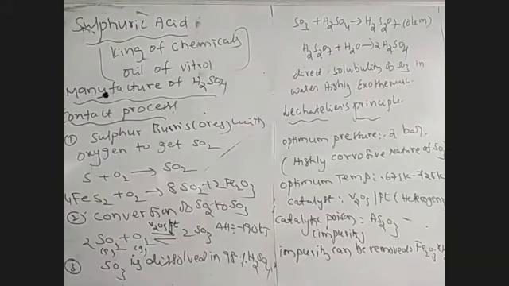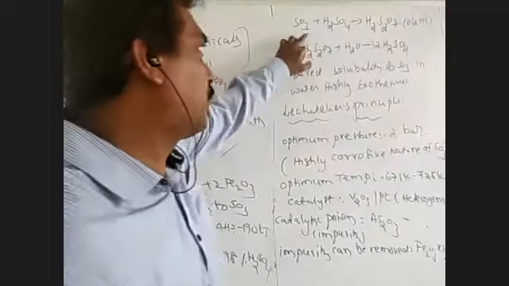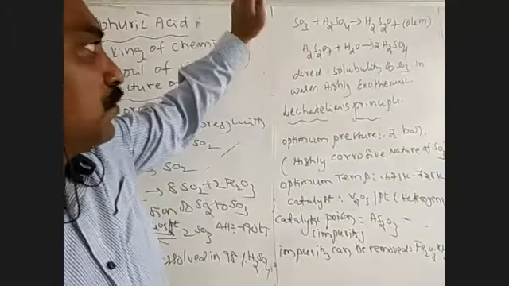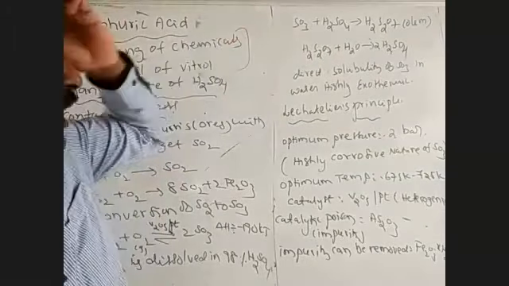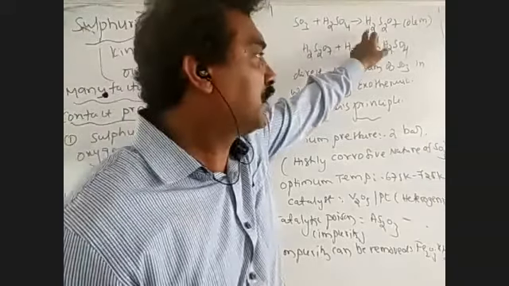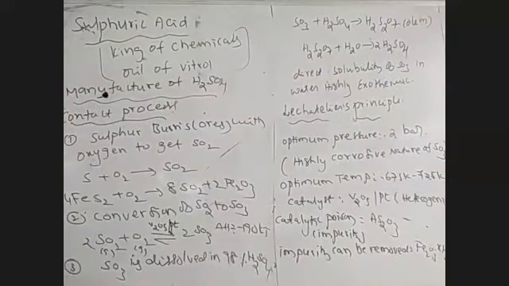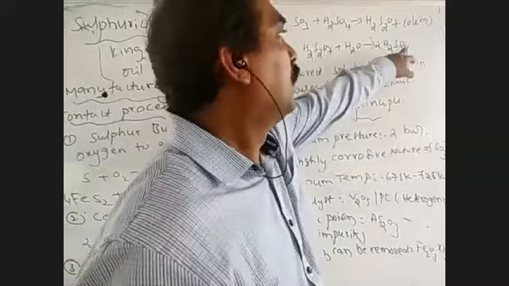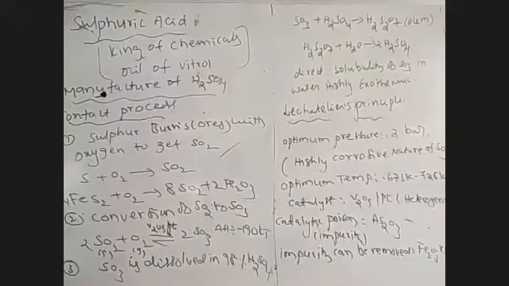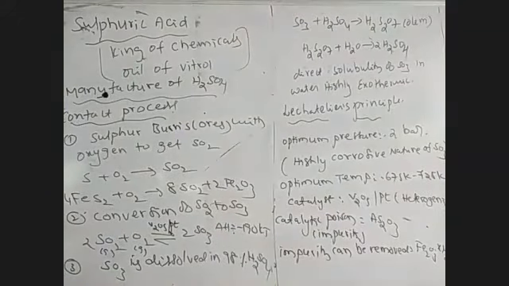Here SO3 is first dissolved in 98% H2SO4, not in water, because the reaction is highly exothermic. This first forms the compound H2S2O7, called oleum. Oleum is also called pyrosulfuric acid. The oleum is further hydrolyzed to produce sulfuric acid, H2SO4. Note down.